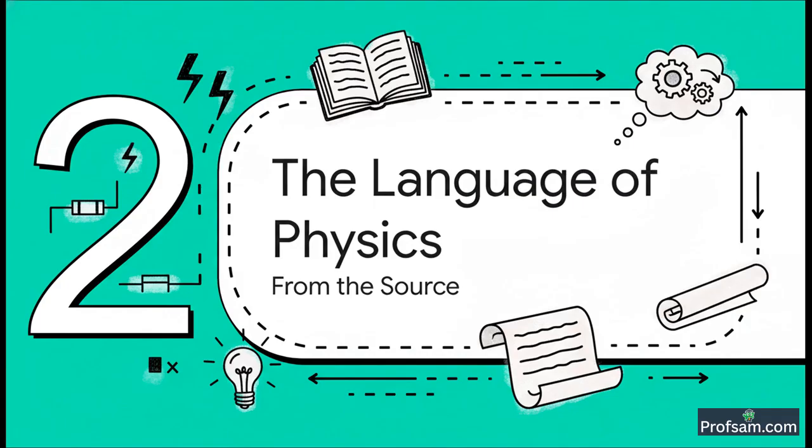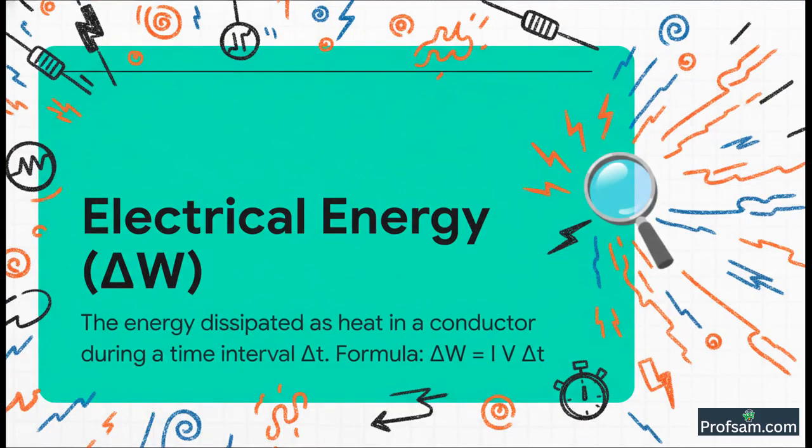Now that you have that crowded market story fixed in your mind, we're ready to look at the official language of physics. Let's see what the NCERT textbook says, and you'll see how our little story makes it all make sense. First up is electrical energy, which we write as delta W. The textbook definition is the energy dissipated as heat in a conductor during a time interval delta T. Now think back to our market. This is the total commotion, the total chaos created by our runner over his entire journey from one end to the other. And the formula to calculate this total heat is delta W equals current, I, times voltage, V, times the time interval delta T.